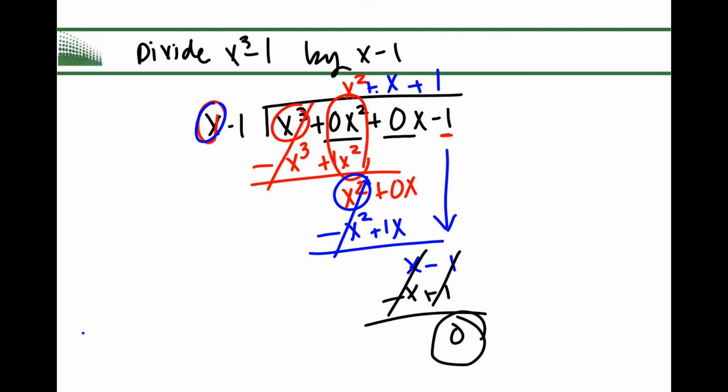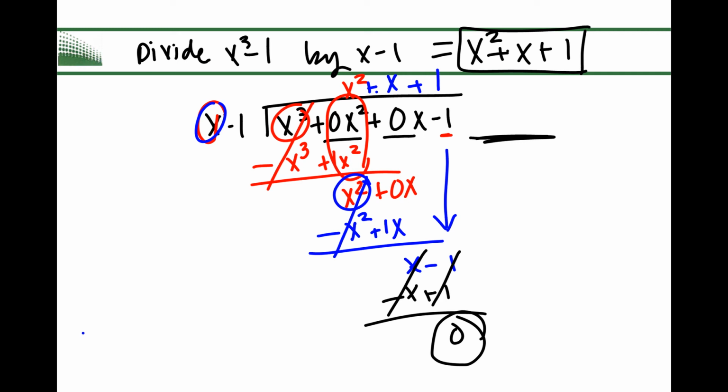Now, when you get down to 0 and you have nothing left over here, then you can say, all right, that's my answer. So I would come over here and I would say that's equal to x squared plus x plus 1, and that's the division of x cubed minus 1 by x minus 1. This long division is really fun. Look at all this fun we're having here.